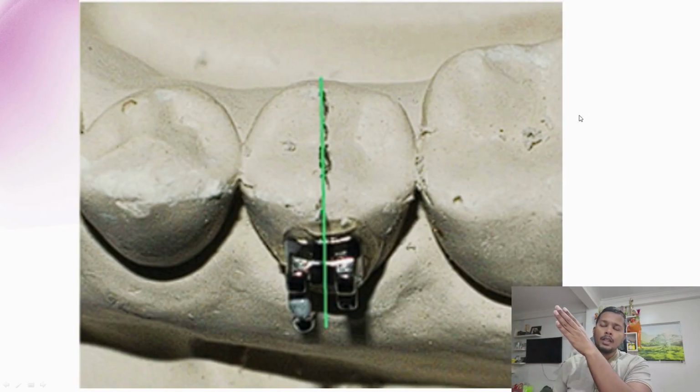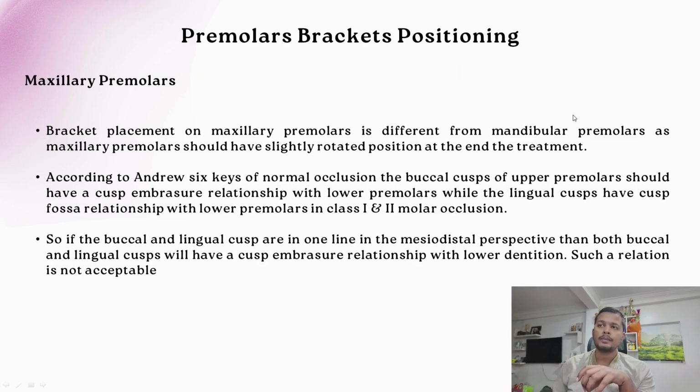The bracket is placed on the tangent line, which passes through the lingual and buccal cusp tips of the premolars, so that we can get the mesiodistal center of the clinical crown of the premolars. So this is very important when placing the premolar brackets. So how about the maxillary premolars?